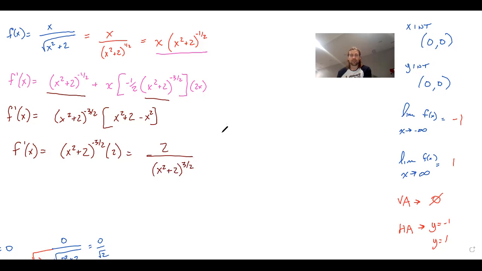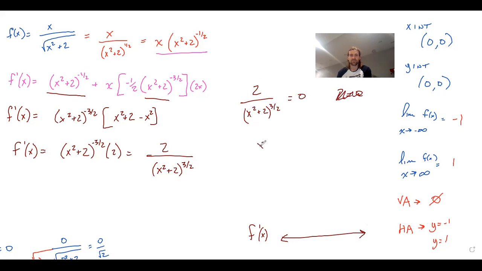Okay, so let's talk about this first derivative. Do we have any critical numbers? First derivative, make your number line. So the critical numbers are when the derivative equals 0. So does 2 over (x squared plus 2) to the 3/2 power equal 0? Well, when we look at the top, can the top ever equal 0? Can the 2 ever equal 0? No, it cannot. So there's no critical numbers on the top.